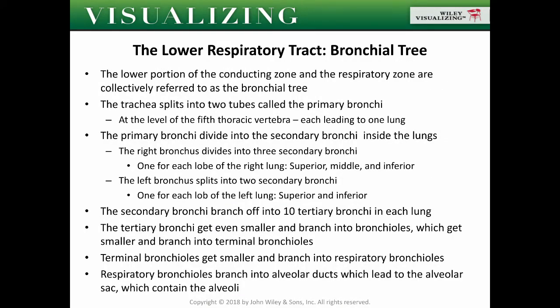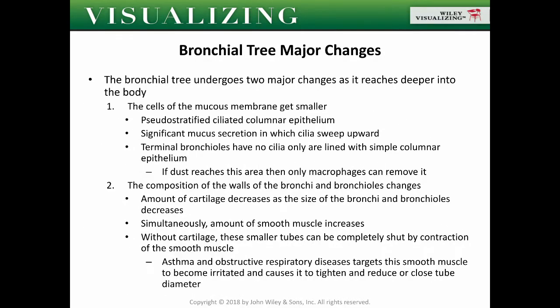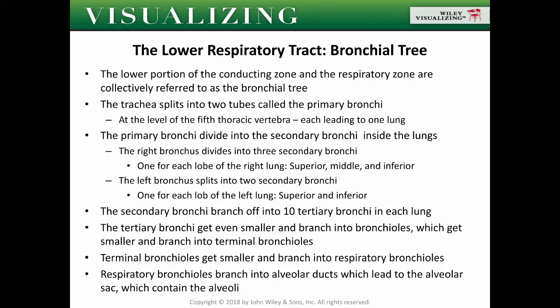The lower portion of the conducting zone and the respiratory zone are collectively referred to as the bronchial tree because, again, it's branching. The trachea splits into two tubes, the primary bronchi, at the level of the fifth thoracic vertebra. That means if you can actually feel the individual vertebrae at the back and count to the fifth thoracic vertebra, that's approximately where it branches out.